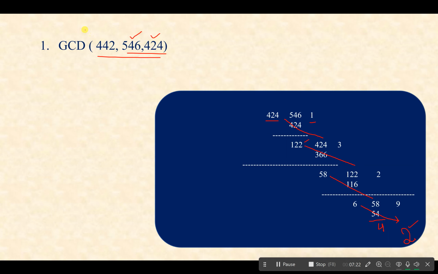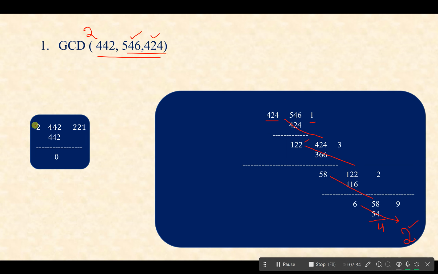Now, we should find out what is the GCD of 2 and 442, because the GCD of 546 and 424 is 2. So the remaining number is 442. So now let us find out what is the GCD of 2 and 442 by division. If you divide 442 by 2, we will get 221, the remainder is 0. So the GCD of 442, 546 and 424 is 2.